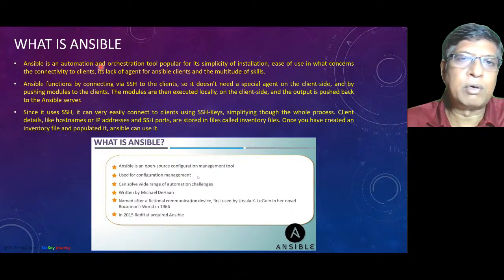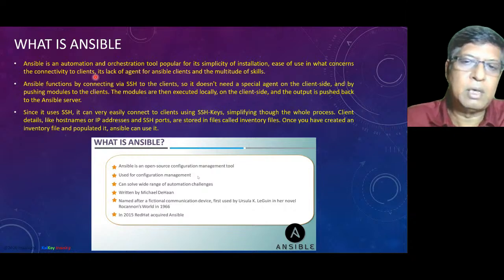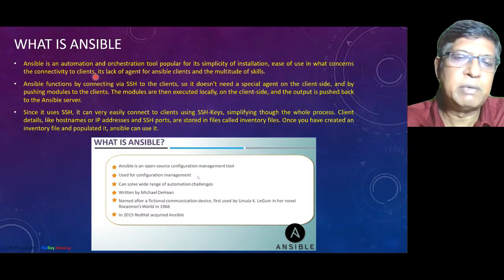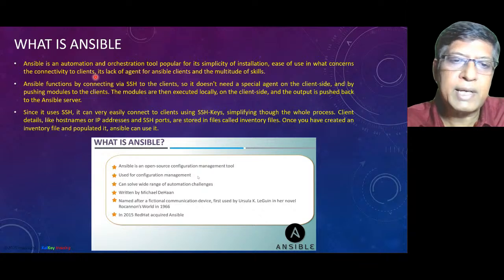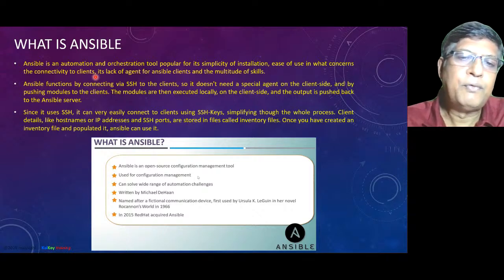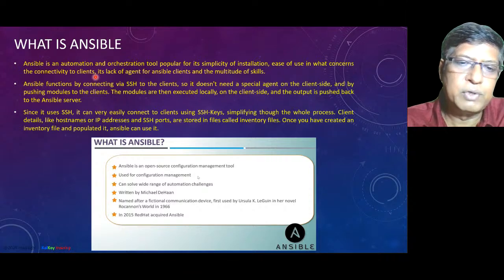Ansible is an automation and orchestration tool popular for its simplicity of installation, ease of use, and connectivity to the clients. So we can connect to all the various nodes scattered all over the world. Your Ansible server may be in the US, in your head office in New York, but through that Ansible software, you can deploy, configure and install. Let's say your company has 4 or 5 offices scattered all over the world. Like one office is in India, one in Japan, one in Australia, one in Bangladesh, one in Pakistan.